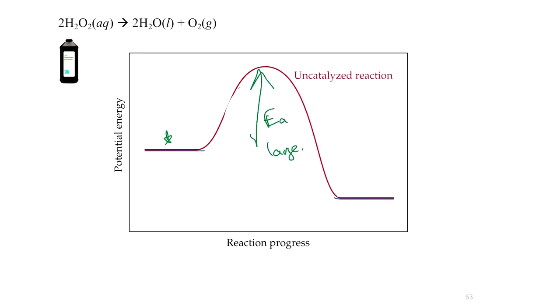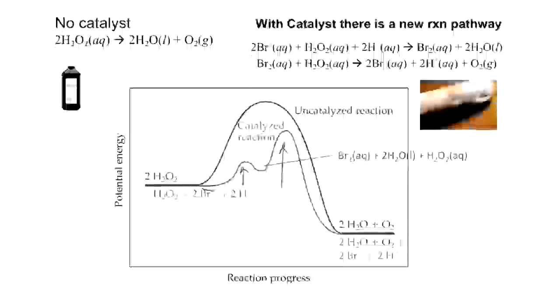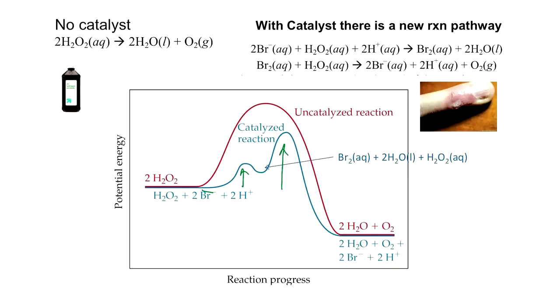Quick question. The uncatalyzed reaction, how many steps is that reaction? 1, because there's one hill. What about the catalyzed reaction? How many steps? 2. So let's look at the 2 steps for this catalyzed reaction. And you see, yes, it is 2 steps.